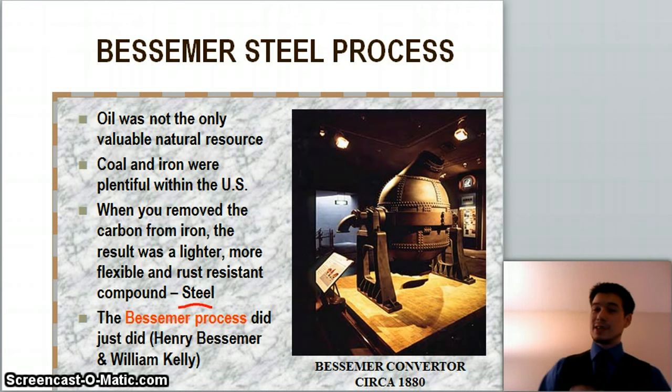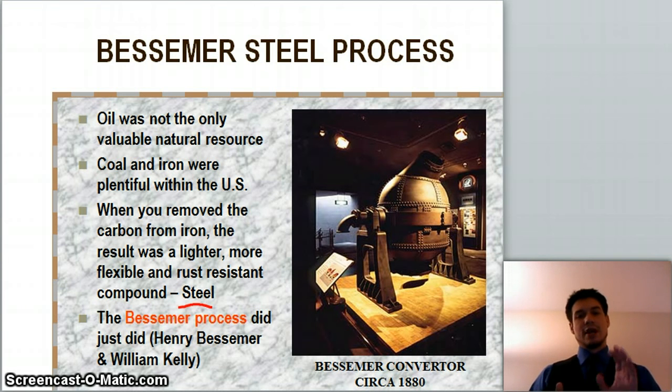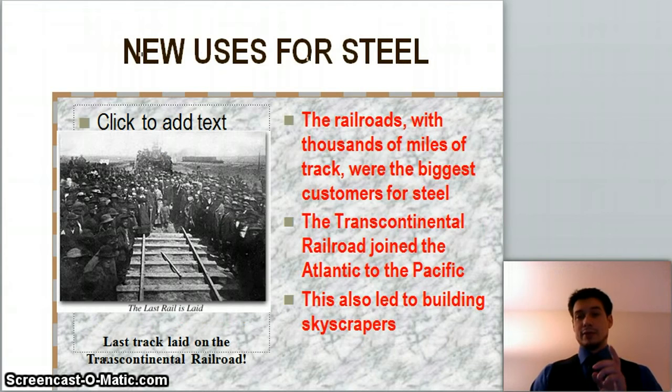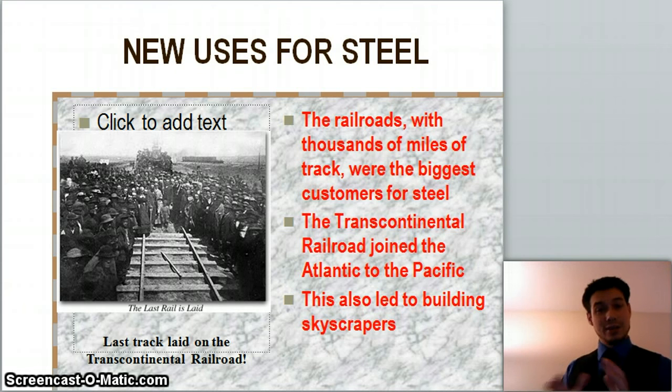But not anymore, thanks to the Bessemer process. The Bessemer process did just that, and it was invented by Henry Bessemer and William Kelly. But we have new uses for steel. We're going to have Andrew Carnegie go ahead and steal that Bessemer process. And when he does, he steals it from England, brings it back to the US, and he makes a fortune. Literally one of the richest guys of all time. We'll go over that as well.